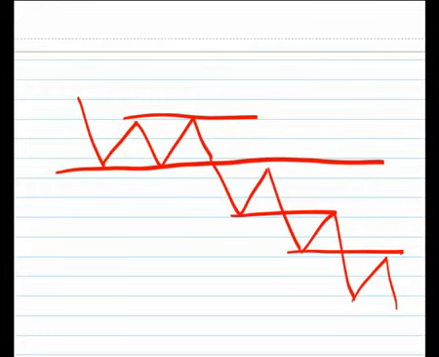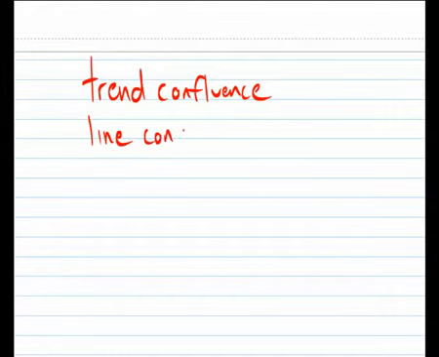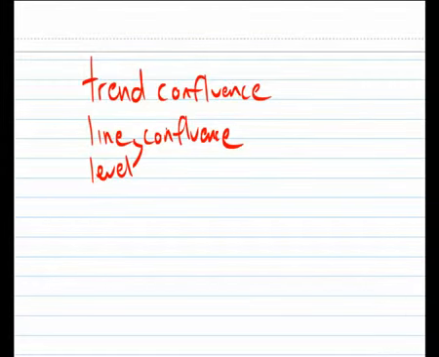So we're going to be combining two things, and that is trend confluence and line confluence, or we might even substitute a level in there with that one. So line or level confluence.